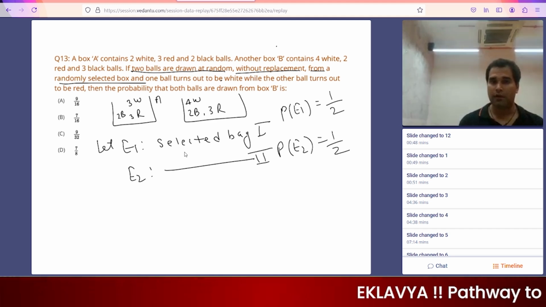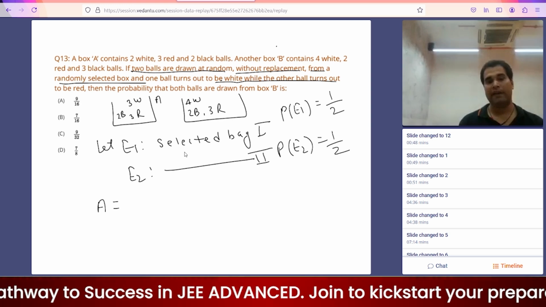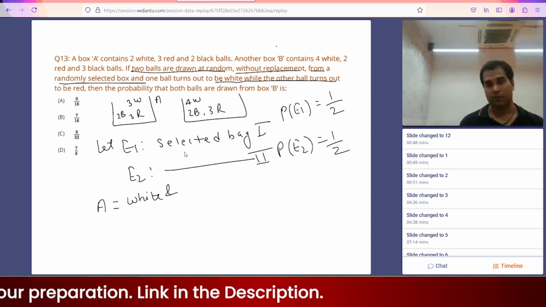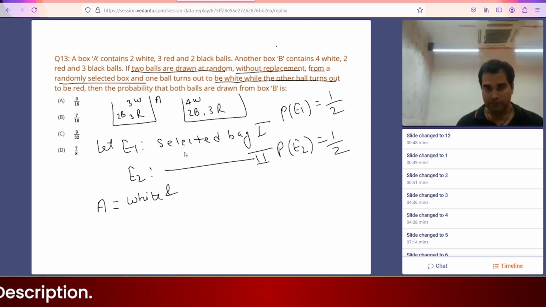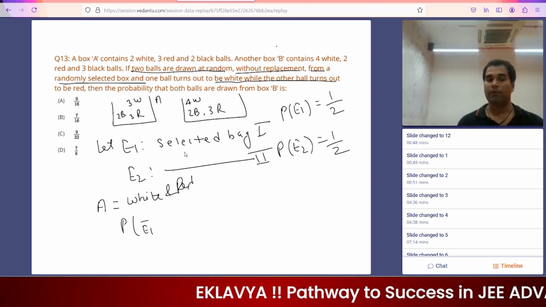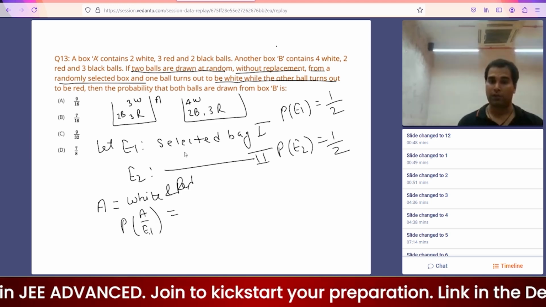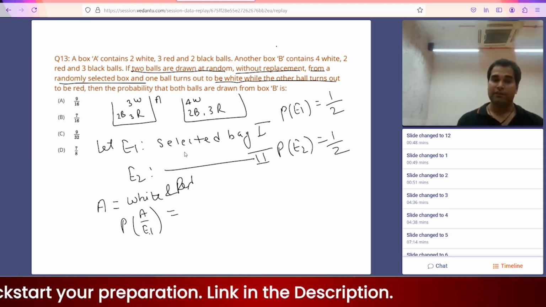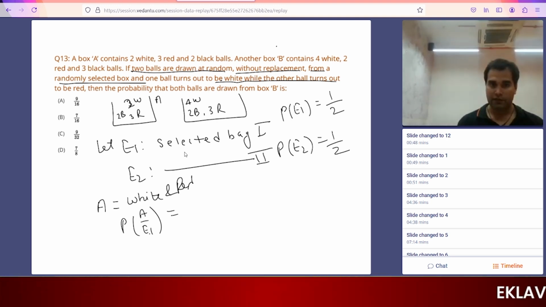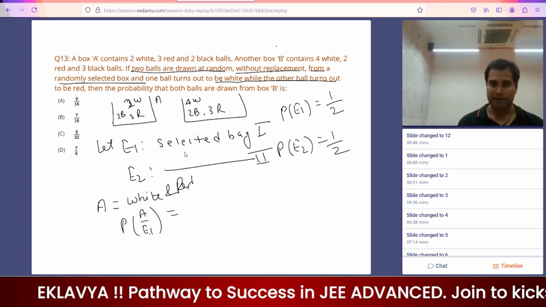Two balls are randomly selected, one white ball and the other a red ball, and let A be the event that the balls are white and red. When bag 1 is selected, to draw a white and a red ball, the total balls are 2 white, 3 black, and 2 red, so 2 + 3 + 2 = 7.